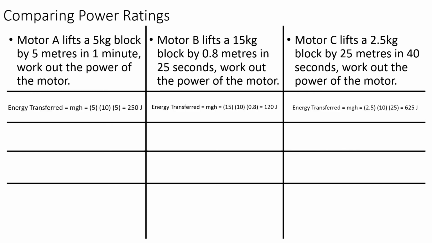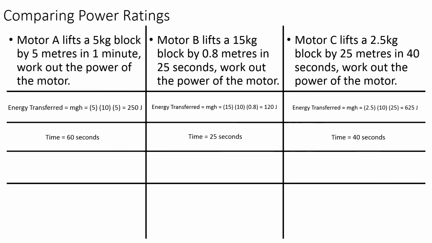So we're going to work out the energy transferred by each motor by lifting the block the amount of meters that it says in the question. For the first one, we're obviously getting MGH. It's going to be 5 times 10 times 5, obviously 250 joules. Motor B is going to be transferring 120 joules, and motor C is going to be transferring 625 joules. So from that we can see the most energy transferred is motor C and the least is motor B.